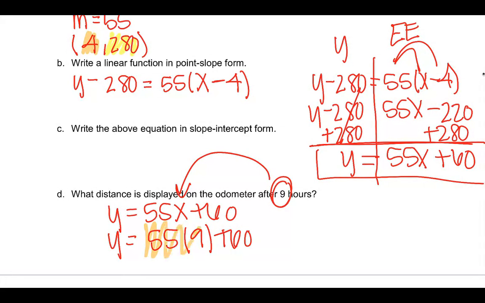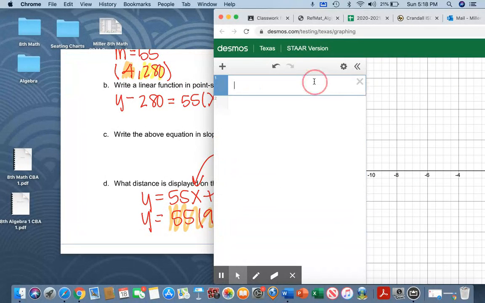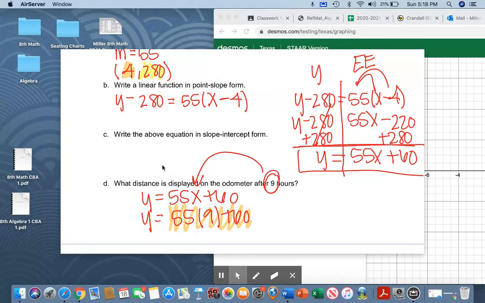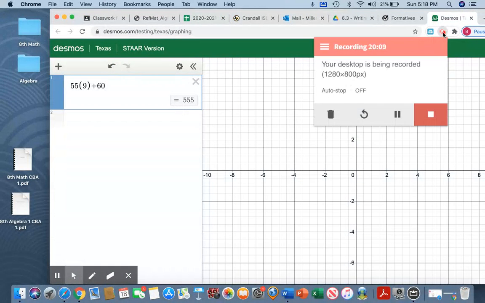Let's cheat on this one because y'all been working hard. I'm going to take everything I see here in yellow and I'm going to put it in Desmos. So I have 55 times 9 plus 60. And I get 555. So y equals 555. So after 9 hours, I've driven 555 miles. And that is point-slope form. Again, if you're given a point and a slope, then you can solve the equation using the point-slope form.